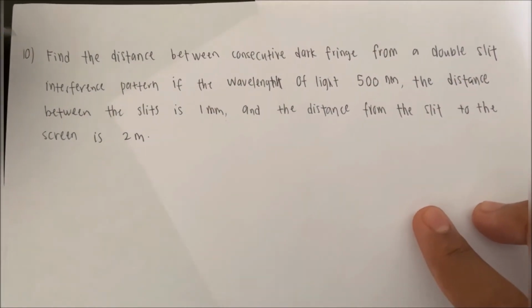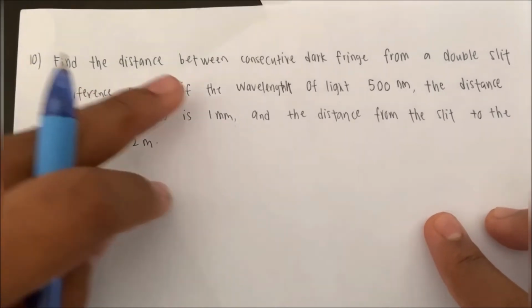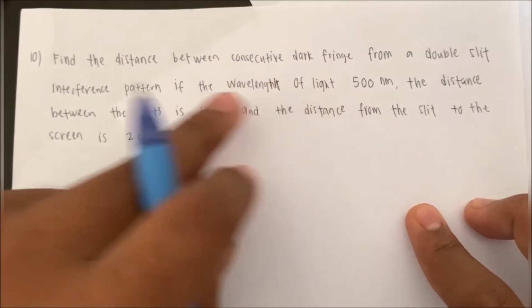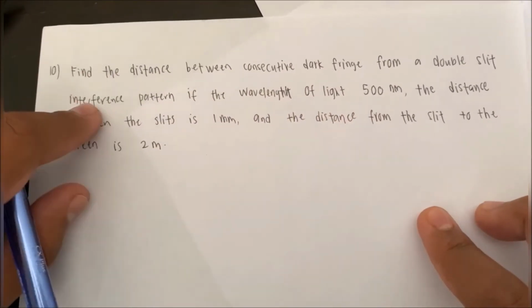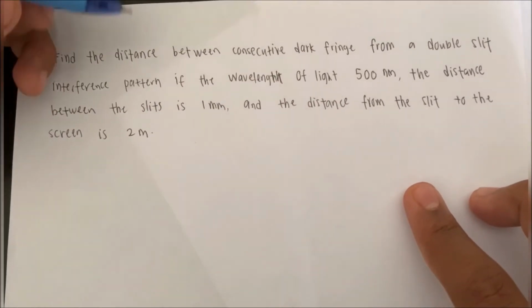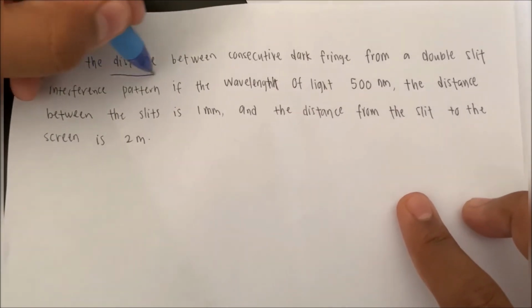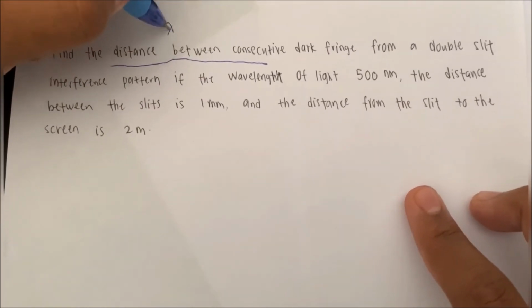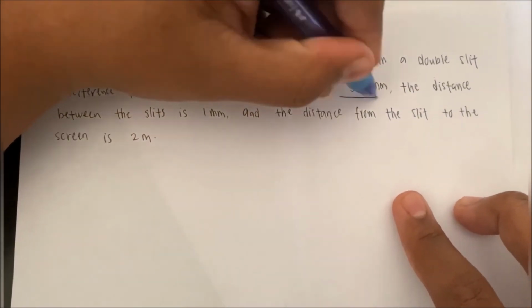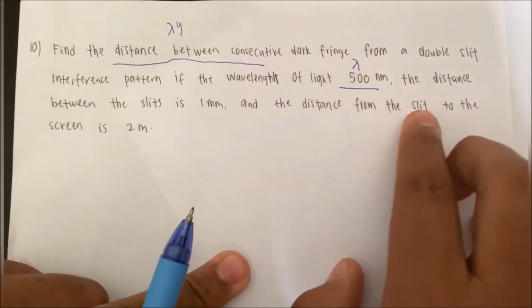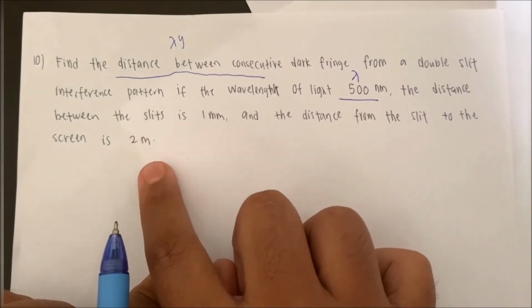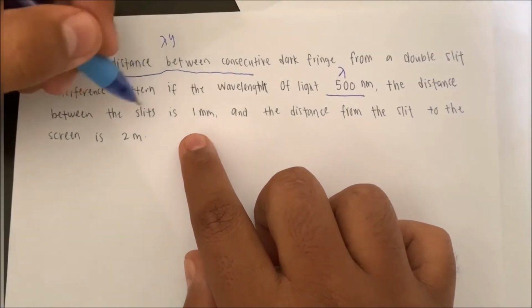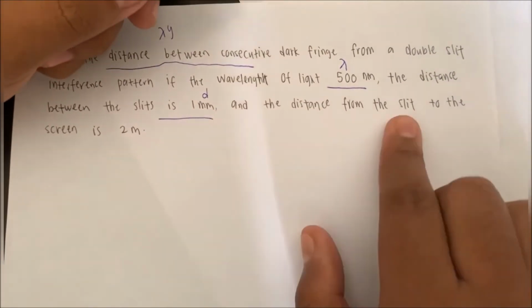Okay, for question number 10A, find the distance between consecutive dark fringes from a double slit interference pattern if the wavelength of light is 500 nanometer. So from this question, we know that the question wants us to find this, which is delta y. And then this is lambda. The distance between the slits is 1 millimeter, and the distance from the slit to the screen is 2 meter. So this is a small d, and then this is big letter D, capital letter D.